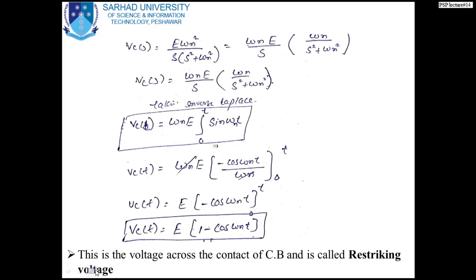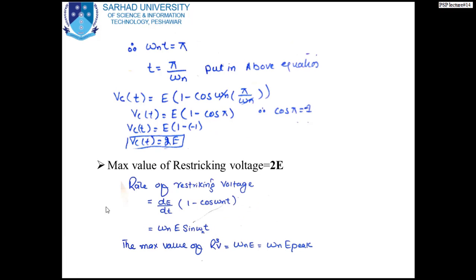At the start I told you that this is the derivation of restriking voltage, and the voltage across the contact of the circuit breaker is actually the voltage across the capacitor. So now we can put this relation also, that is omega n t is equal to pi. That is one thing. What we are finding actually is the maximum value of that.